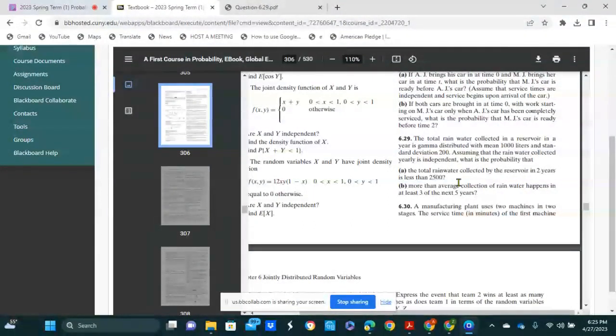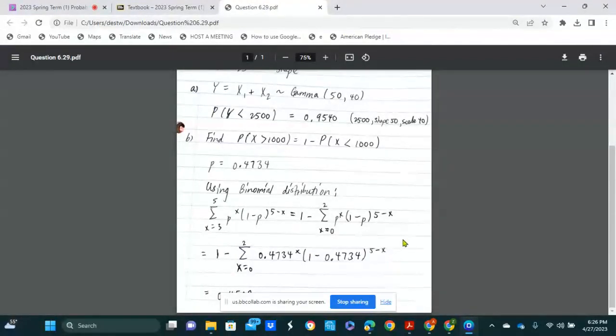And 95% is high because the mean is 1,000, so 2 years would be around 2,000. So it's a high chance to get less than 2,500. Okay. Very nice. Thank you. That's Andrevi.